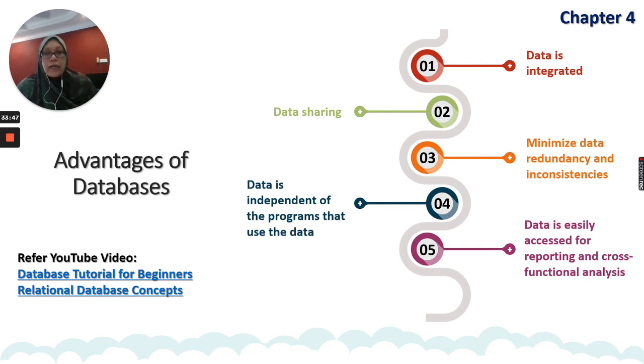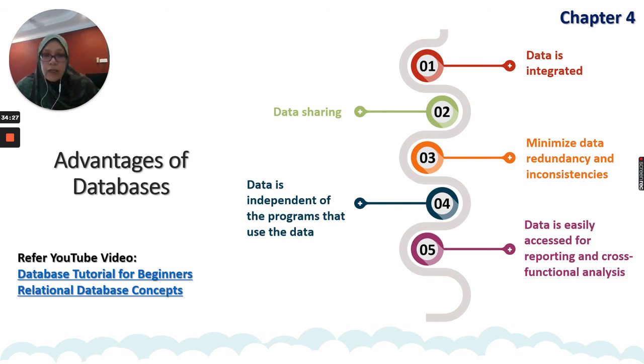Okay, and then the second one, they can share the data. So kalau you refer to the figure 4.1, all the programs share the same data. So sebab disimpan satu tempat, semua orang boleh share the same data. Okay, then they can minimize the data redundancy and inconsistency. So this is where we discussed just now. So kalau ada banyak tempat disimpan data, dia dah jadi redundancy. So redundancy ni will take many storage places to store data. Okay, and then they give problem untuk integration of data, and then sometimes data also inconsistency in terms of format, in terms of structure of data.